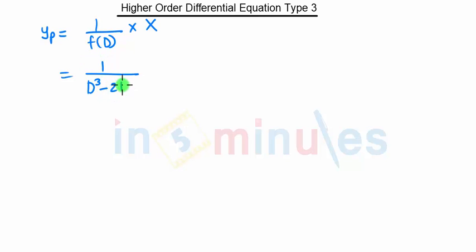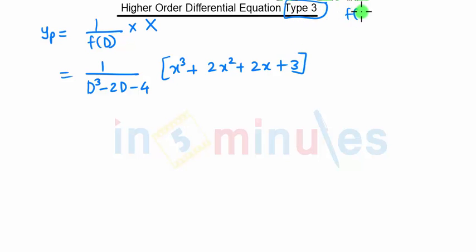Then we need to find yp, and we know the formula of yp is 1 upon f(D). Calculated it as (D cube minus 2D minus 4) into x is x cube plus 2x square plus 2x plus 3. In type 3, we used to write our f(D) in terms of 1 plus or minus some function of D the whole raised to n. So we need 1 plus something.